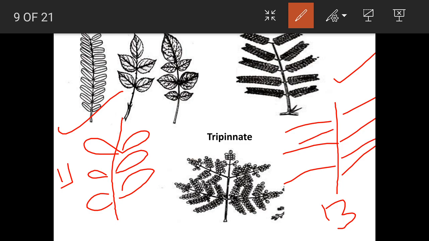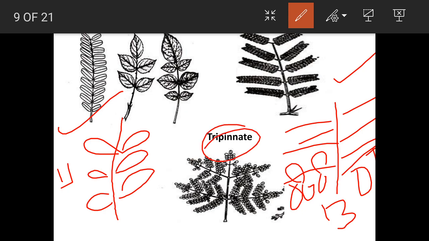If on these branches, primary branches, the leaves are attached like this, then it is called what? Bipinnate. Whereas in the third case, here you can find tripinnate. So in this case what happens, you consider here is the main stem, it undergoes branching, primary branching, and then from the primary branches sometimes the secondary branch arises. To this secondary branch, if the leaves are attached, then those leaves are said to be tripinnate.